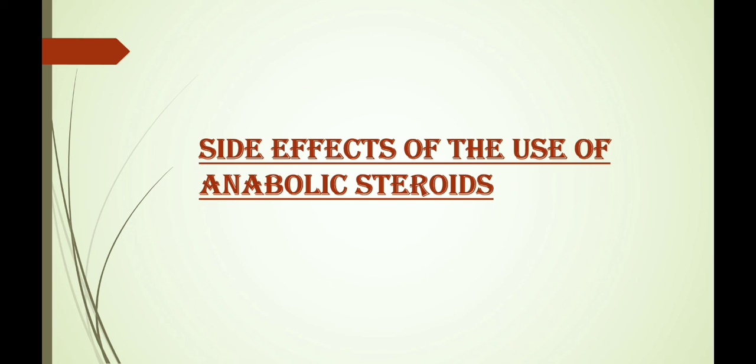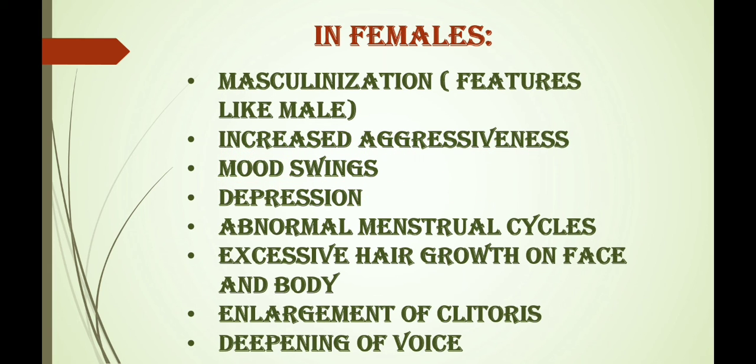Now, the side effects of the use of anabolic steroids. It shows effects in both male as well as in female. In females, it shows masculinization, that is, features like male, increased aggressiveness, mood swings, depression, abnormal menstrual cycles, excessive hair growth on face and body, enlargement of clitoris, and deepening of voice.